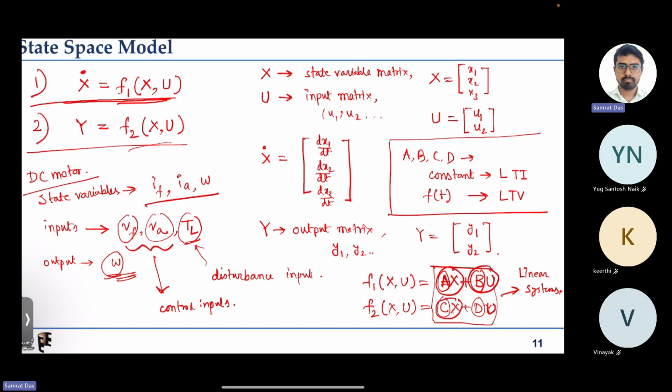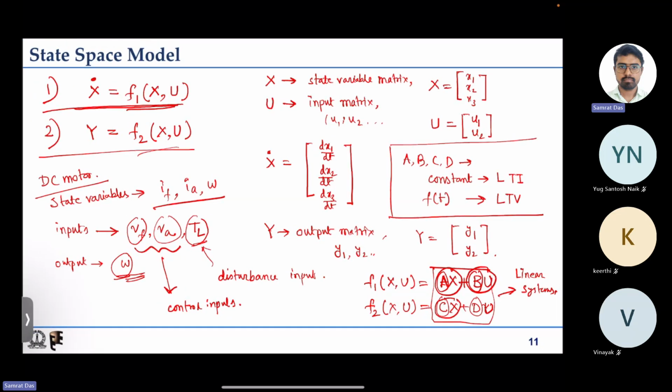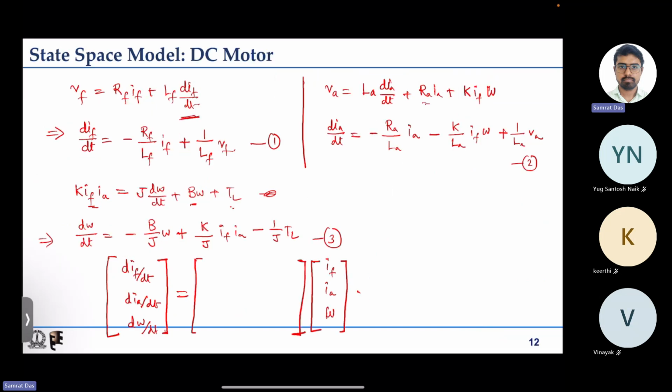So based on the system type comes the representation. Whether it is possible to represent the state space model of the system or not decides whether it is a linear or non-linear system. So let us try to see.